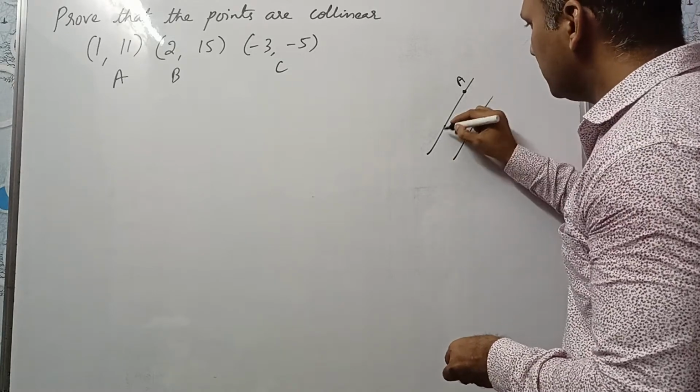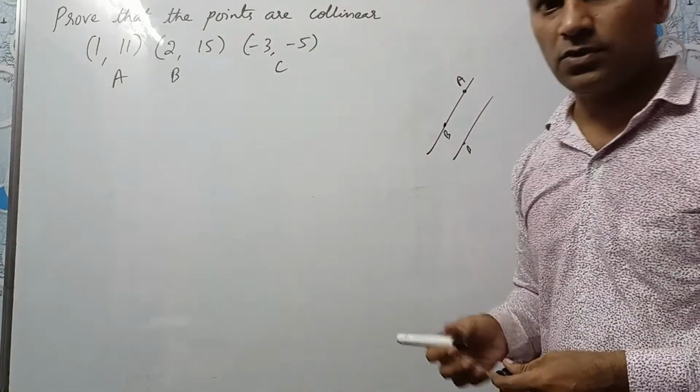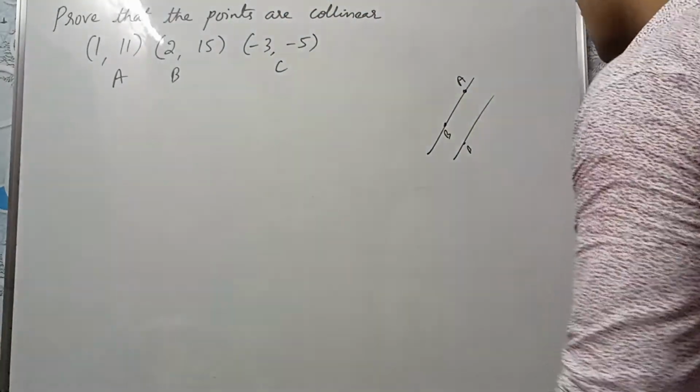A is here, B is here, and B cannot be here. B should be here only, because we cannot change the coordinates of B, right? It is 12, 2, 15 only. Okay. So what is the condition?